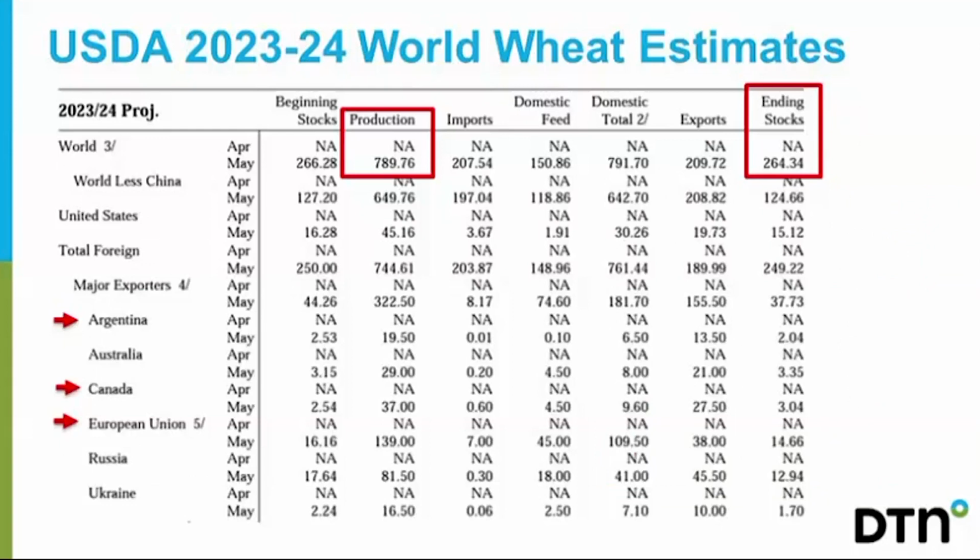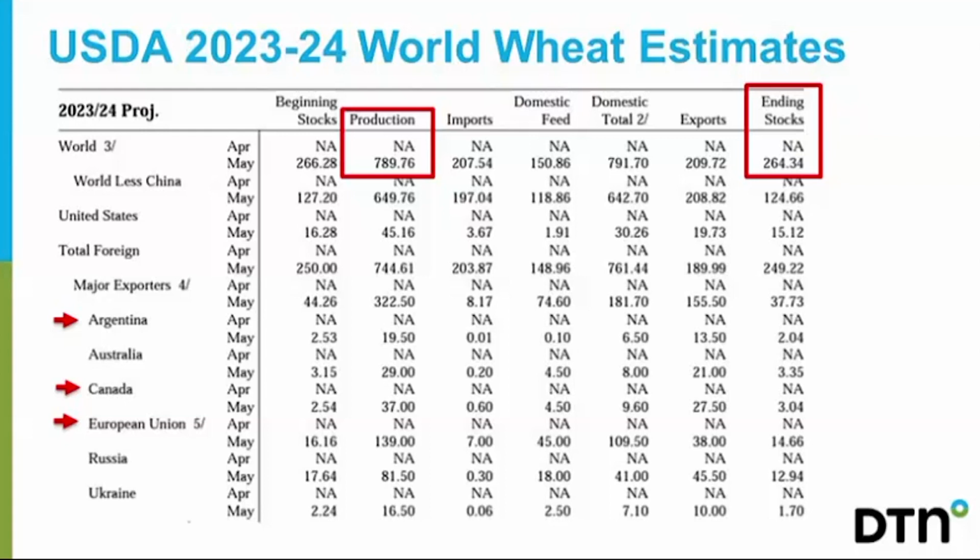As far as the world wheat estimates, I'm jumping right to the new crop estimates. USDA's ending stocks for world wheat totals is just slightly lower than this year's ending stocks estimate. This one coming in at 264.3. If we take a look at the current season, it came in at 266.3. So we're basically just taking 2 million metric tons off of the ending stocks estimate for the new season.